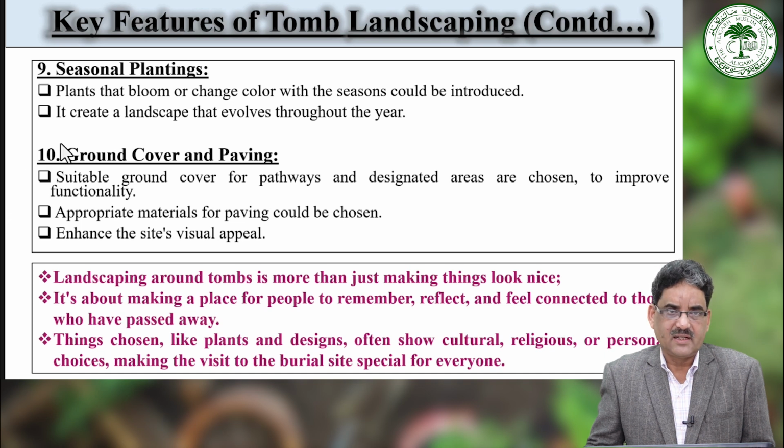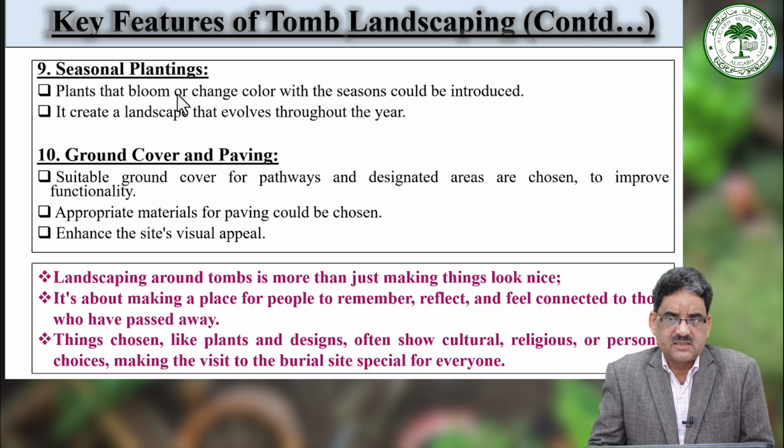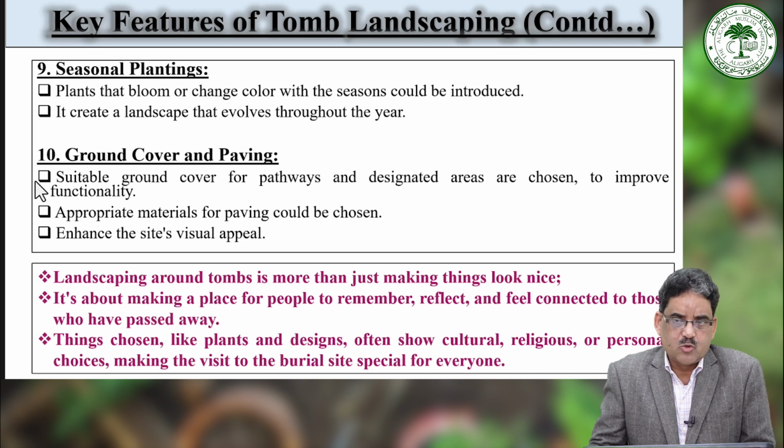Moving to our last slides, that is the seasonal plantings. Plants that bloom or change color with the seasons could be added. This helps to create a dynamic landscape. And the last one is the ground cover and paving. Appropriate ground cover or paving material should be selected for pathways and designated areas to enhance the visual appeal and functionality of the site.